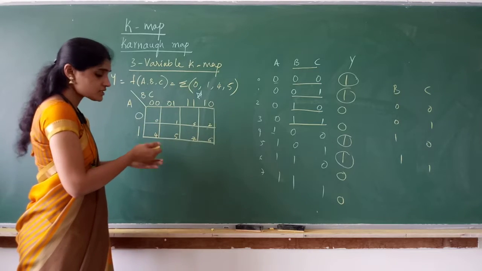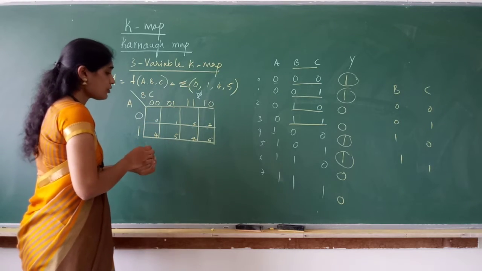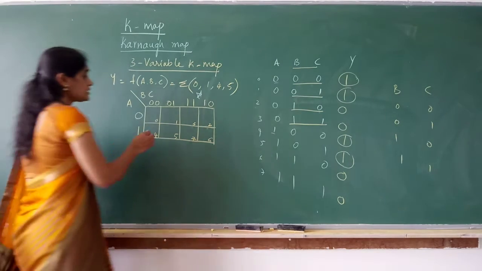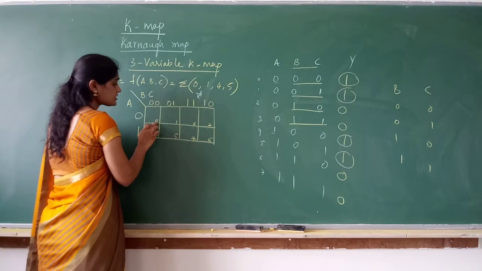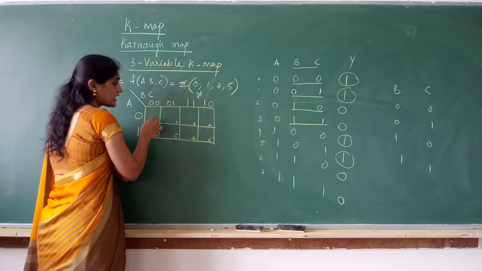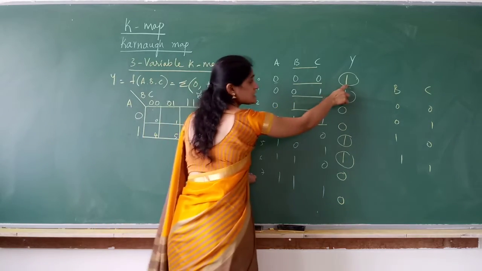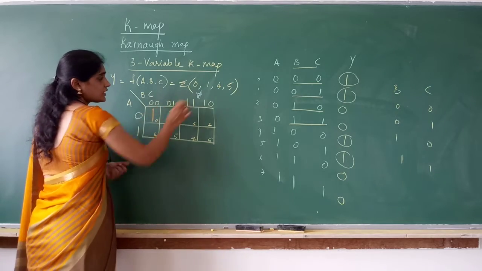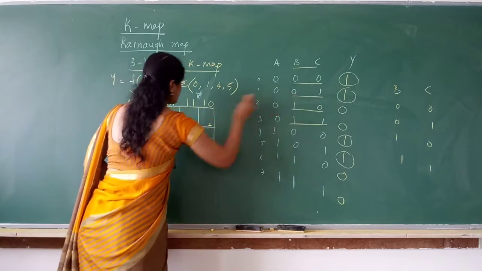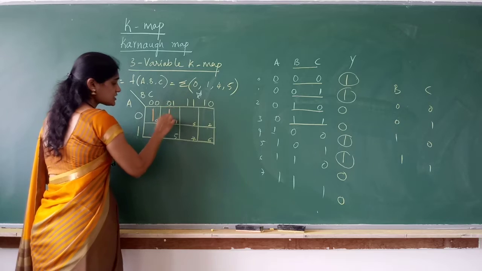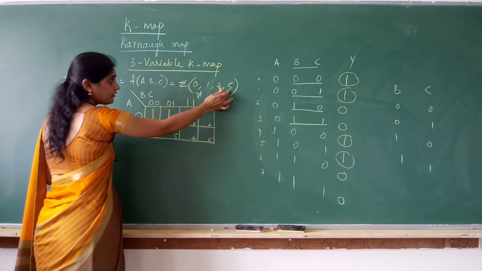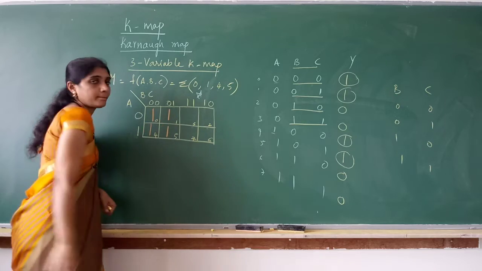What are the min terms? 0, 1, 4, 5. So write the min terms. For cell 0, what is the output taking? 1. That is the meaning of a min term. So write 1. Next, for 1, the output is taking 1. For 4, the output is taking 1. For 5, the output is taking 1.